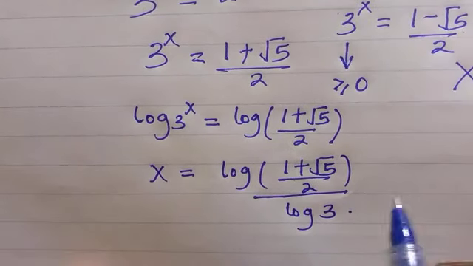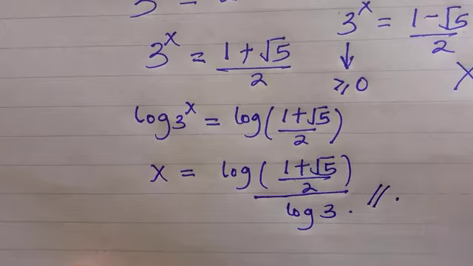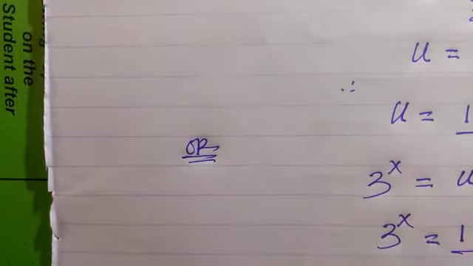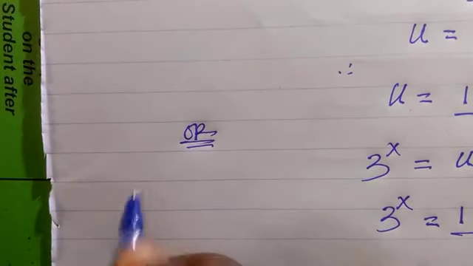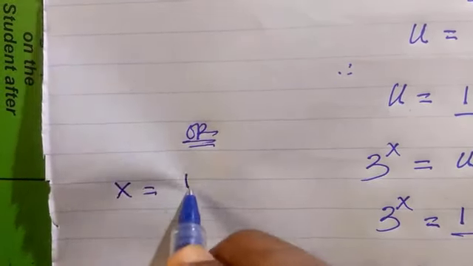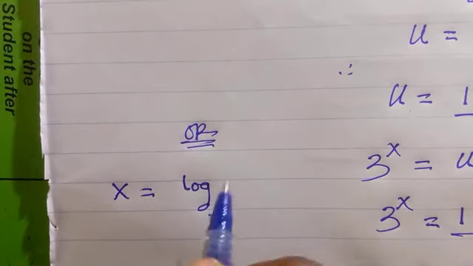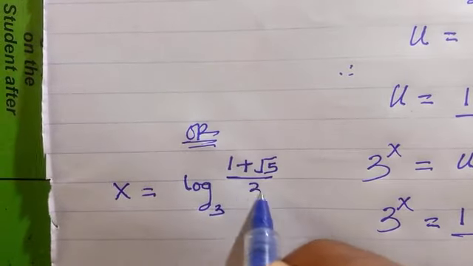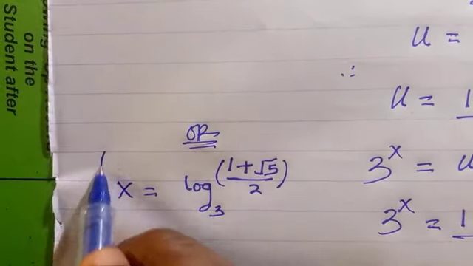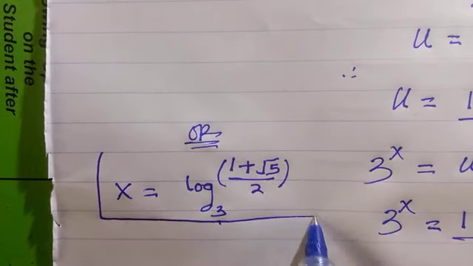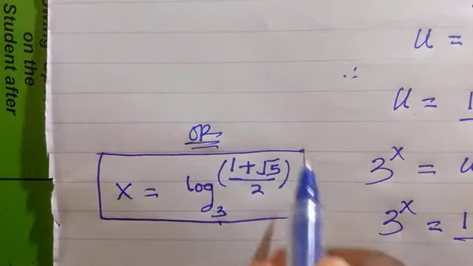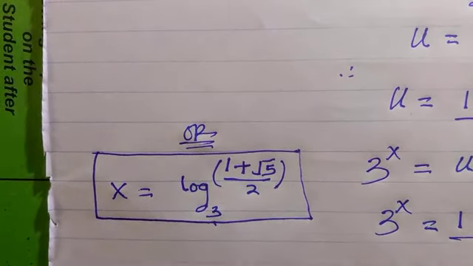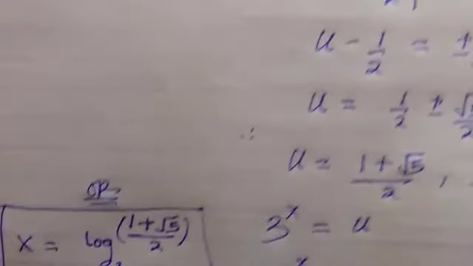So we can leave our answer like this, and again, we can still write it in this form as x equals log of base 3, then we have 1 plus root 5 divided by 2. So here it is, and we can still take the numerical value of it. By pressing the calculator, then we get it. So this is how to go with this problem.